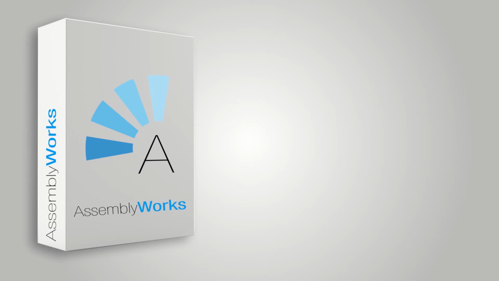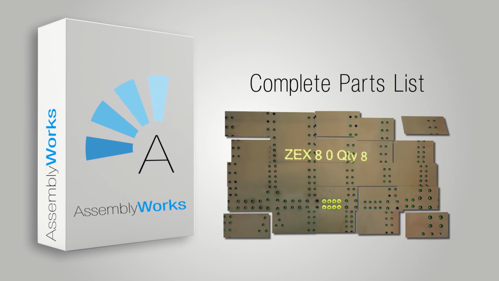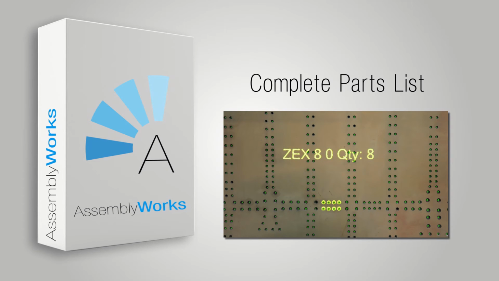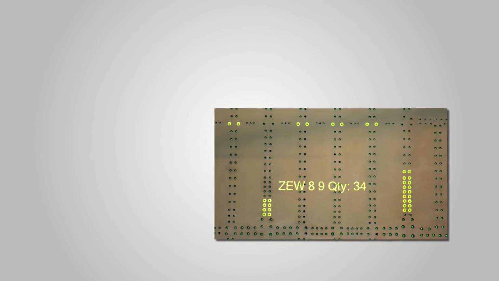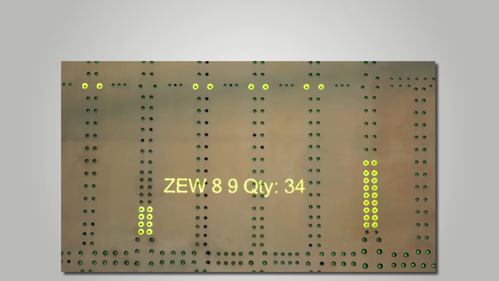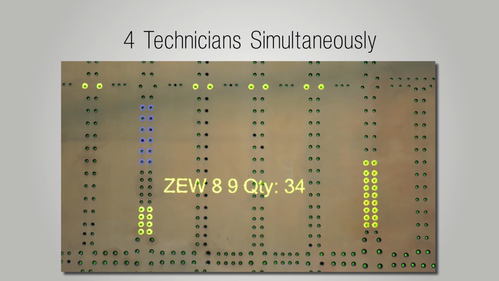After all the measurements are recorded, the AssemblyWorks system provides a complete parts list and intuitively displays a symbol on all holes of the assembly that require the same fastener. Another substantial improvement in the technician's productivity. One standard system can simultaneously handle up to 4 technicians with unique color coding for each operator.